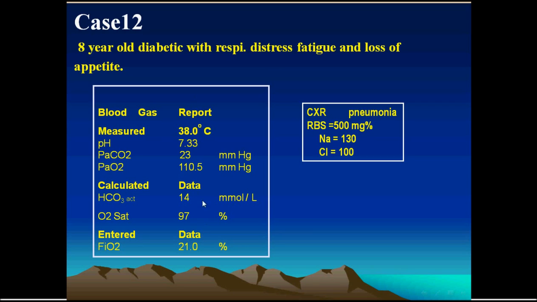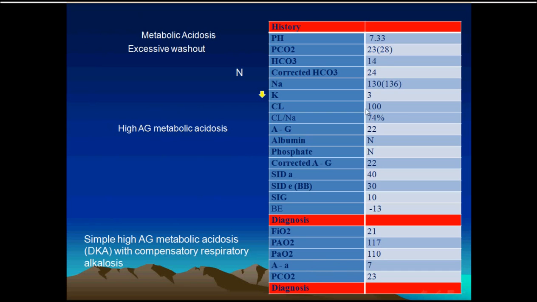And this is the chart of the patient, the ABG chart. What is the diagnosis of this patient? What is the problem of this patient? Then we have to put these data here in this nomogram.